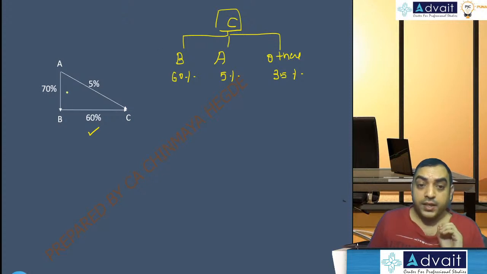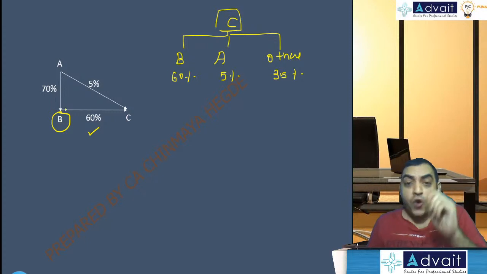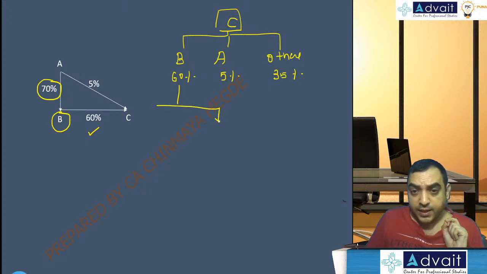Now B Limited, if you focus here, what is the ownership pattern of B Limited? 70% is owned by A, and others 30%.